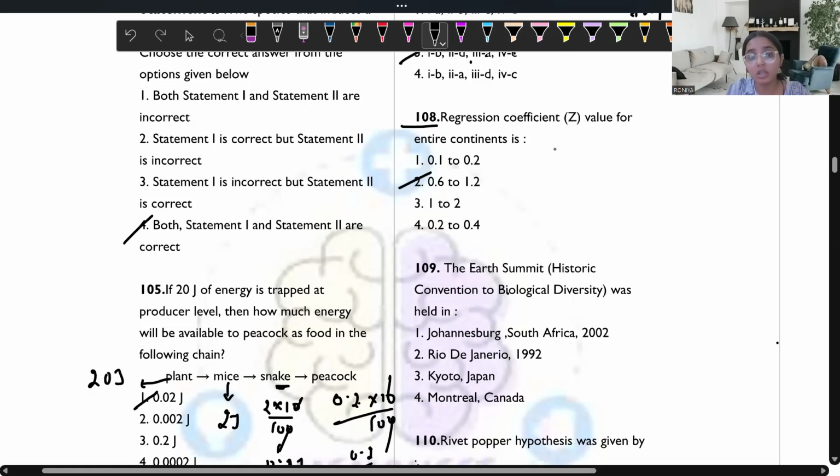Now, if regression coefficient is 1, it means that both the variables are related to each other, and if one variable is increasing, the other variable will also increase. If the regression coefficient is less than 1, it will indicate that both the variables are related to each other, but if one variable is increasing, the other variable will decrease. If coefficient of regression is 0, it will indicate that both the variables are not related to each other.